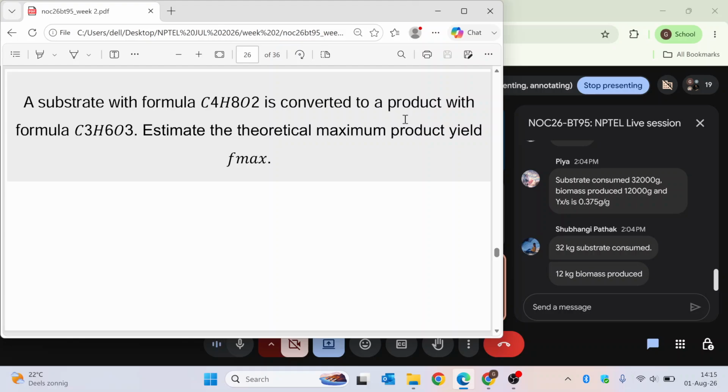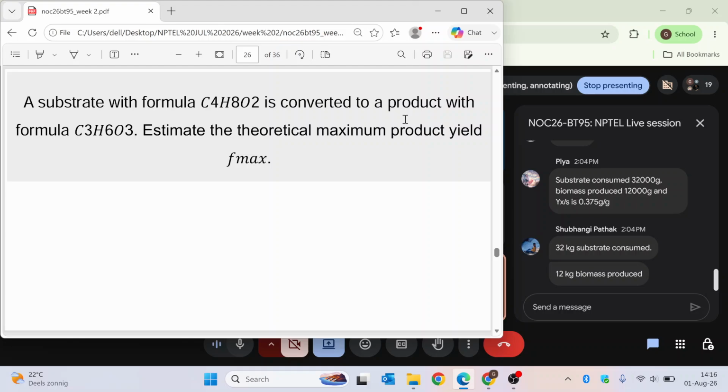So from that equation, if you have to find the product yield, what you do, like we did in the previous one, is find the oxygen demand. In that case, you took the coefficient of oxygen, multiplied it with the molecular weight, and divided it by the molecular weight of the biomass itself. Similarly, you have an equation when you have to find the product yield, which means the amount of product formed per substrate consumed.